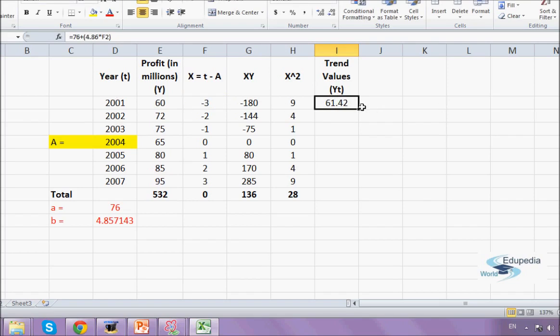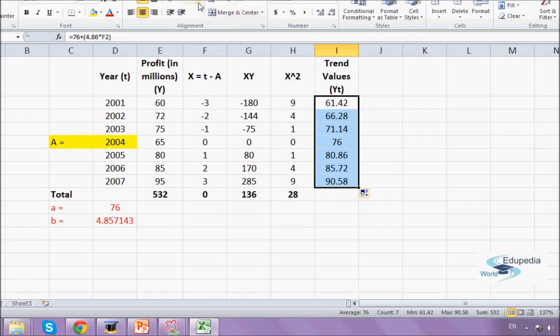which corresponds to 2001. Further, when I drag this down to the remaining cells of this column, I'll get the values of my trend for all the other years. We see that there is slight difference here. The actual value is 60, the trend value is 61, the actual value is 72, the trend value is 66, and so on.